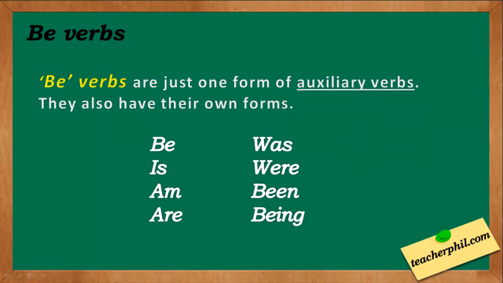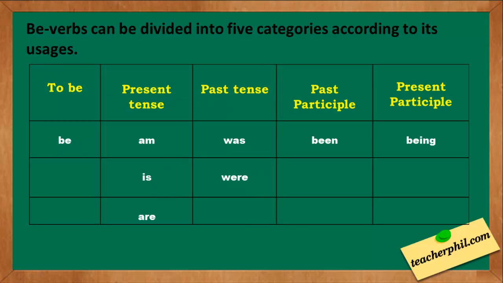Be verbs. Be verbs are just one form of auxiliary verbs. They also have their own forms. These are be, is, am, are, was, were, been, and being. Be verbs can be divided into 5 categories according to their usages. These are the to be, present tense, past tense, past participle, and present participle.